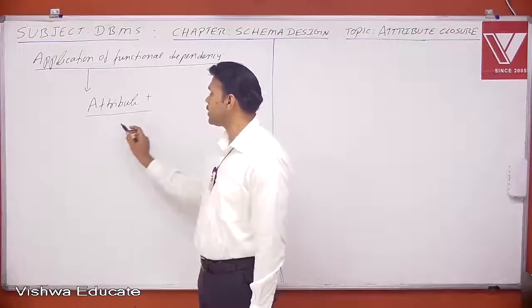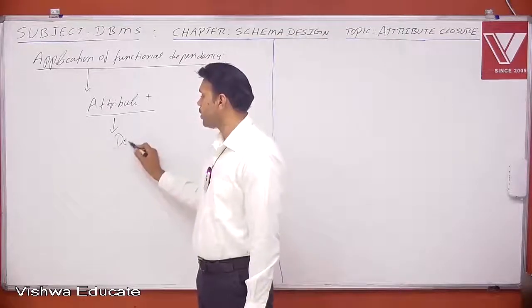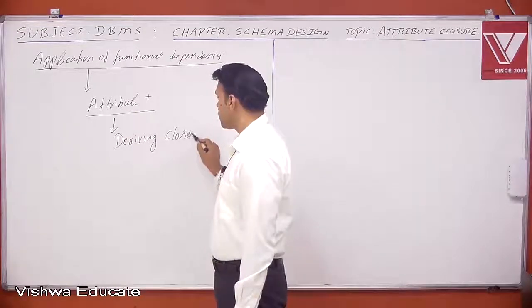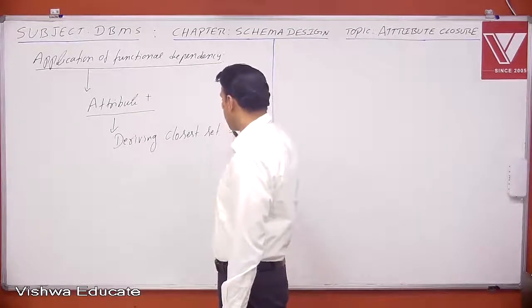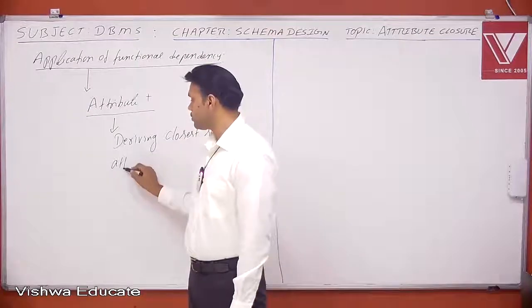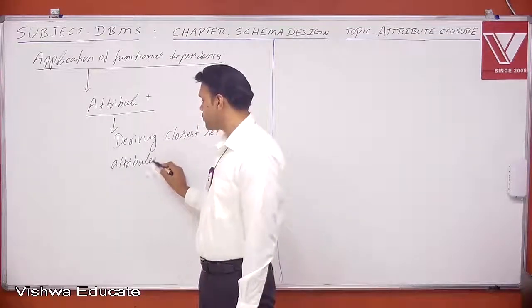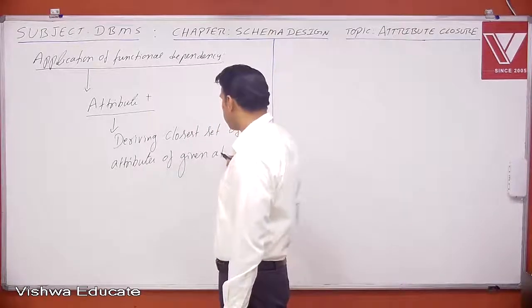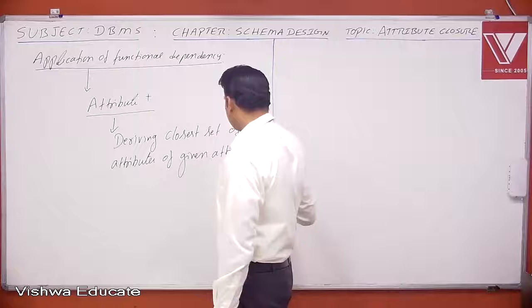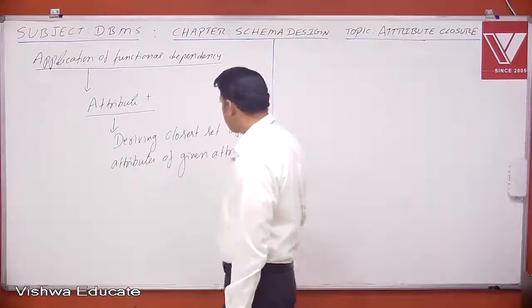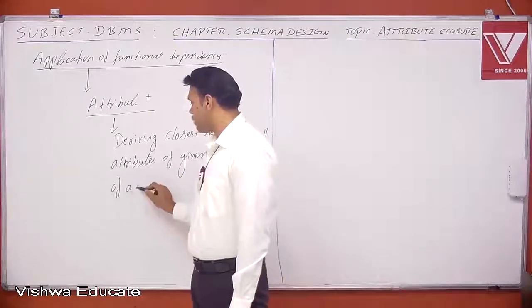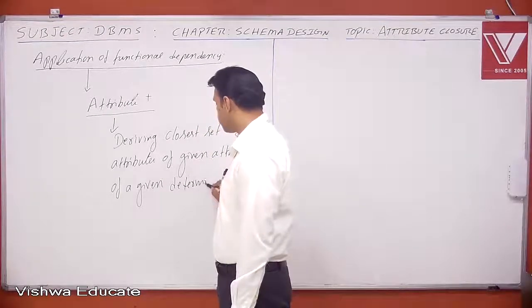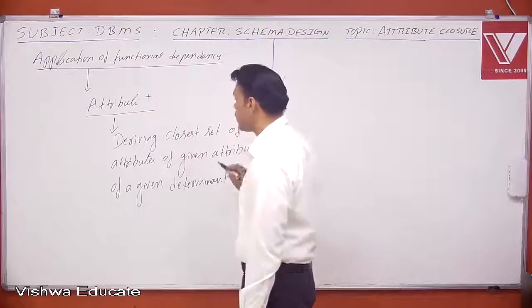An attribute closure is nothing but deriving the closest set of attributes of a given attribute or of a given determinant. Okay?